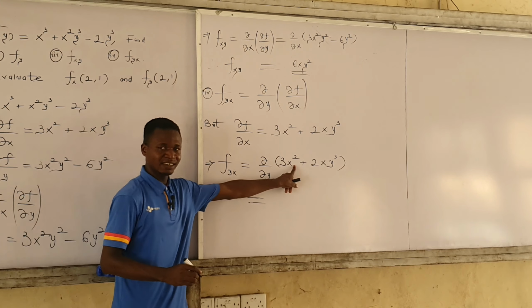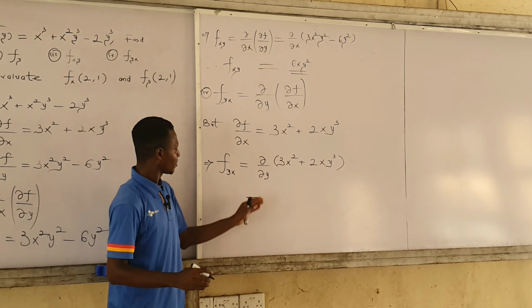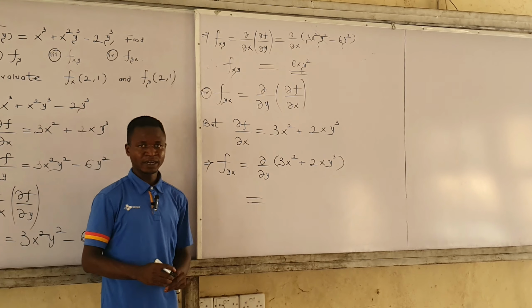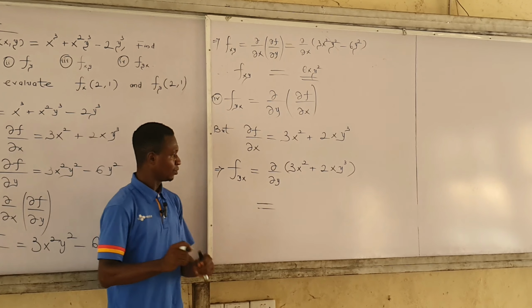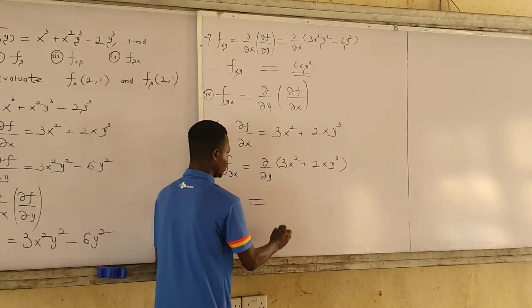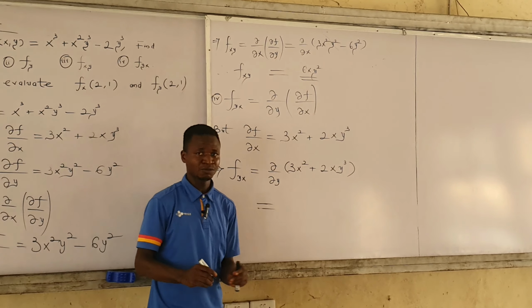now there is no y in the first term. This is 3x squared. Since there is no y, if you differentiate 3x squared with respect to y, what do we get? I believe you got the answer. So that is going to be 0. So we have that to be given by 0 plus, now we have 2xy raised to the power of 3.